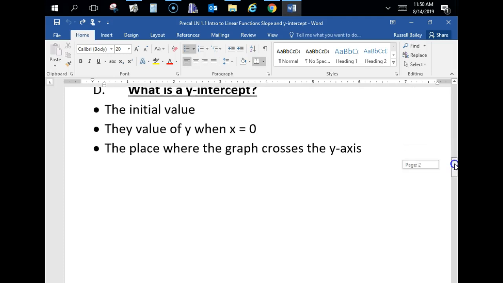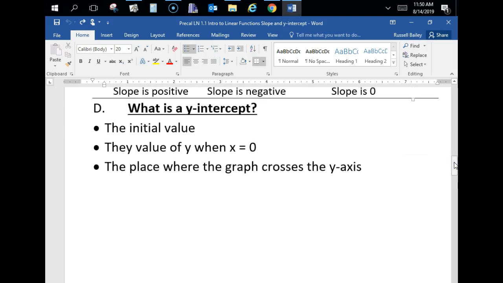And then finally, before we get to some actual math practice, let's talk about the y-intercept here.